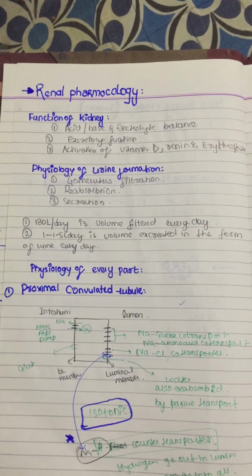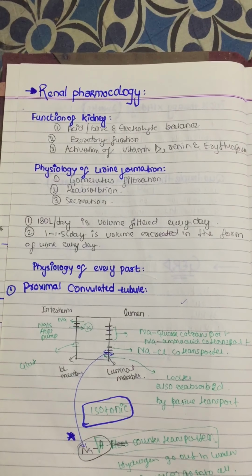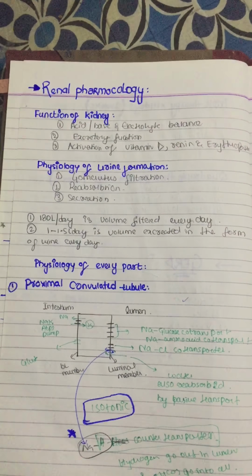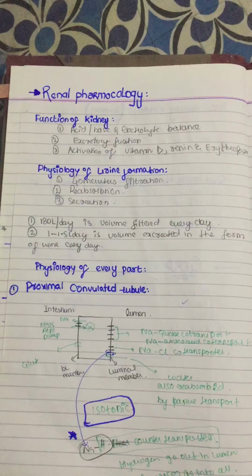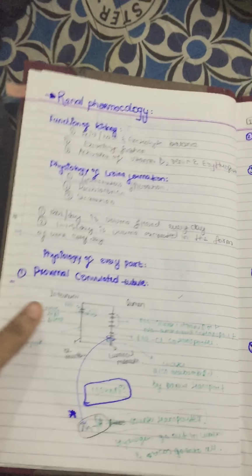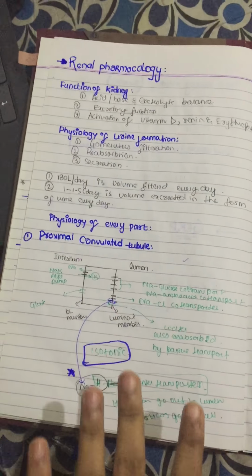Then, 180 liters per day of GFR is going to be formed, but of that only 1 to 1.5 liters is going to be excreted from the body. Okay, now we're gonna have the physiology of different parts.